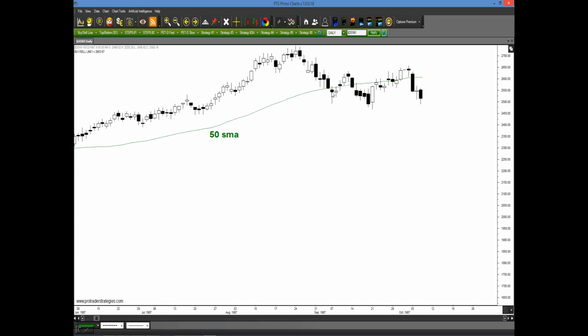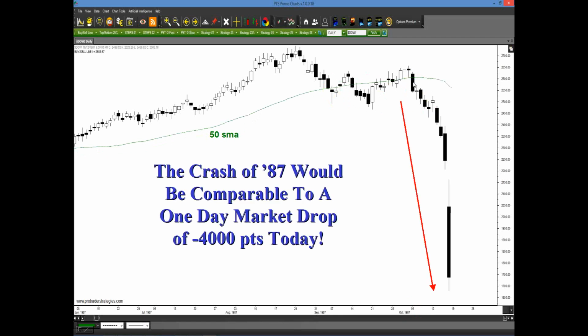As we see here, we had a couple of closes below, and then we went back up. And then we had more closes below, and then we went back up for 1 or 2 closes, right down below again, 3 closes, and then 3 more below. This was an extremely big red flag in October of 1987. And then we all know what happened. The crash of 87 happened, and that would have been comparable to a one-day market drop of 400 points.